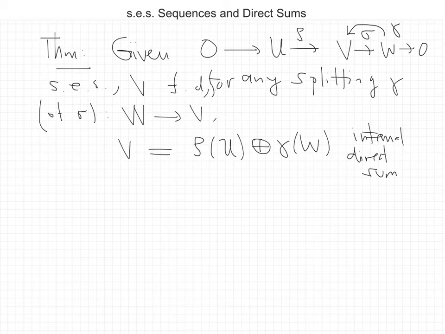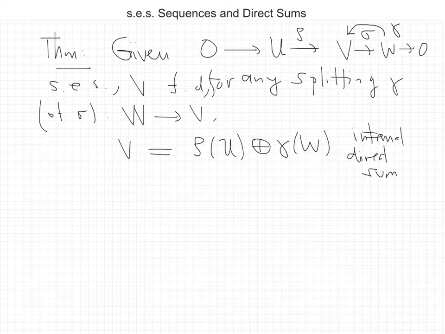If you think about that, I could also say that V is isomorphic to the external direct sum of U and W. And if you are not careful with introducing these isomorphisms, then people just say V is the direct sum of U and W, and you will find that a lot.